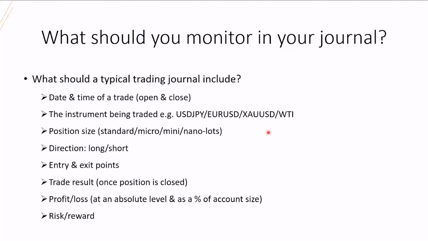Okay, so next is, once we have the trade result, of course we will know whether the trade was closed for a profit, loss, or perhaps even at break even, right? So profit and losses should be calculated at an absolute level. That means in dollar terms, and also as a percentage of your account size, right? Because this will help you to determine your risk reward ratio as well.